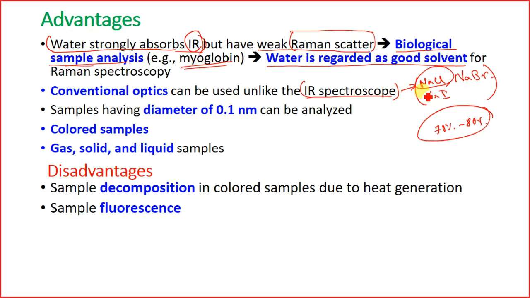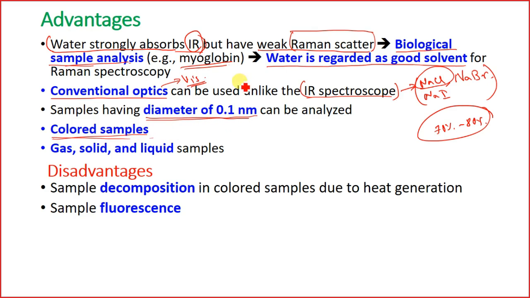So a lot of care is needed for managing the spectroscope. On the contrary, in Raman spectroscopy, we can use conventional optics made up of normal glass, because the radiation generated will be in the visible range. Then, as I said, samples with a diameter as small as 0.1 nanometer can be analyzed using the spectrophotometer.